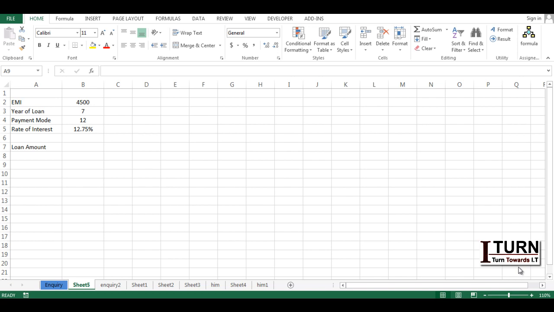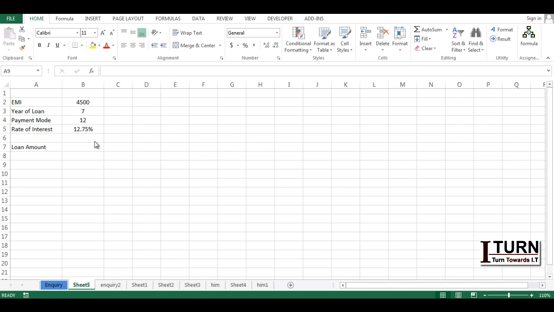Now the situation is such that let's say you have the capacity to pay an EMI of 4,500 only, and you are about to get a personal loan, and you are planning to take this personal loan for 7 years. Payment mode is going to be 12. This means it's an equated monthly installment. This means you are going to make a payment on a monthly basis, and the rate of interest is 12.75%, which you are well aware of. So you want to check how much loan you can avail, keeping in mind all these aspects.